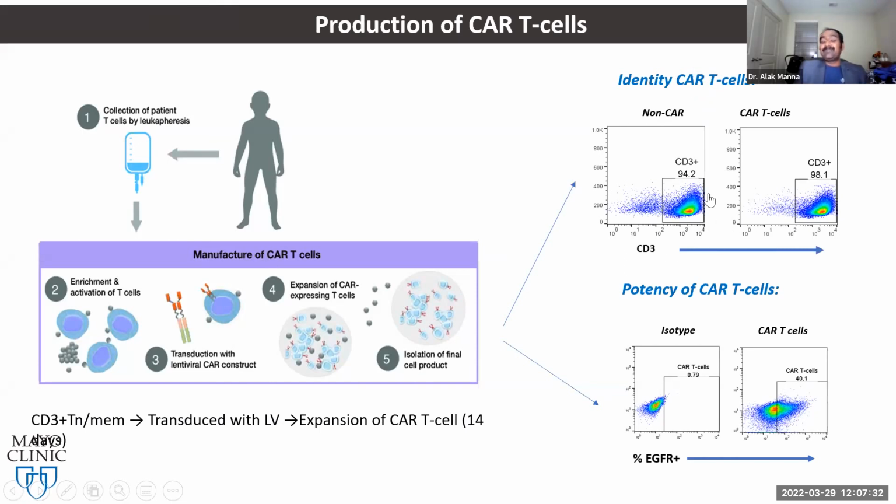And then we are identifying the CAR, so we are calling it identity and potency. The first panel is identity, which is nothing but the CD3 expression, for non-CAR and CAR both, because we are keeping non-CAR also as a control for in vitro assays. And then we are doing a potency test, where we include one marker with the CAR construct, which in this case is EGFR. It's truncated EGFR. We are measuring this to see how many CAR constructs are there in the cells.